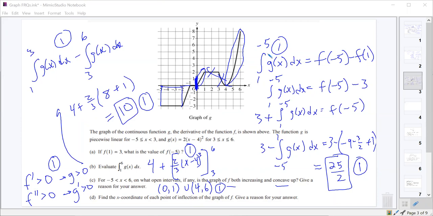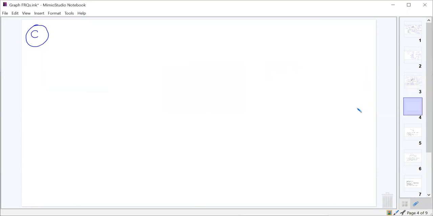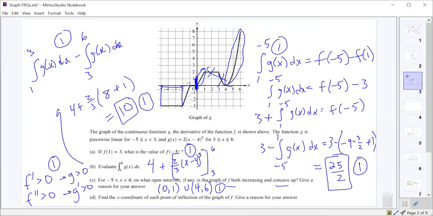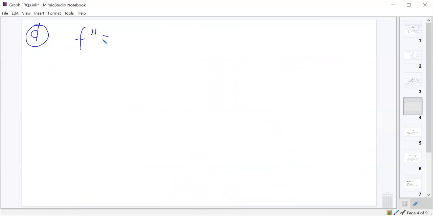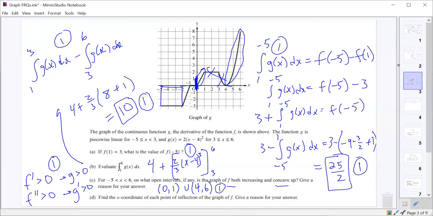All right, part D says find the x-coordinate of each point of inflection. I guess we didn't need this page for D, or for C. So for part D, we're looking for the x-coordinate of the points of inflection of F. So points of inflection for F should occur when F double prime is 0 or when F double prime is potentially undefined. And we also have to have a change in sign at that value. So let's look at where F double prime is 0 and when F double prime is undefined.